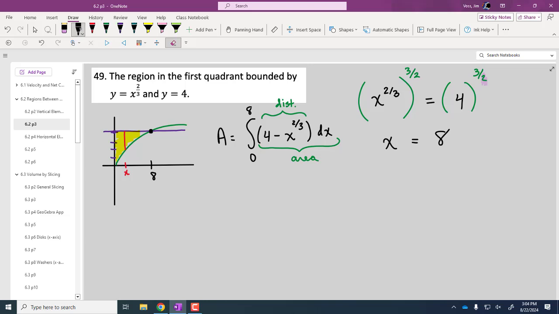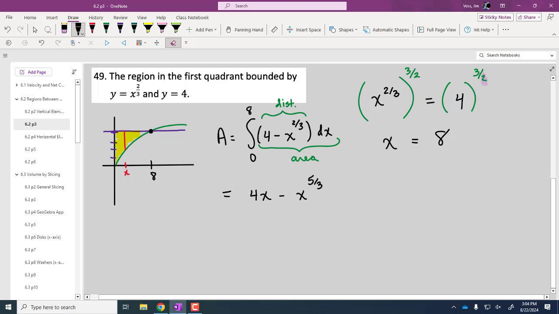So then we integrate term by term. The integral of 4 is 4 times x. And then we add 1 to this exponent, so we add 3 over 3. Divide by 5 thirds means multiply by 3 fifths. And we go from 0 to 8. Is everyone okay with that? So if we integrate, we add 1 to the exponent. We take 2 thirds and add 3 thirds to it, getting 5 thirds. And then you divide by 5 thirds, which means multiply by 3 fifths when you flip it.